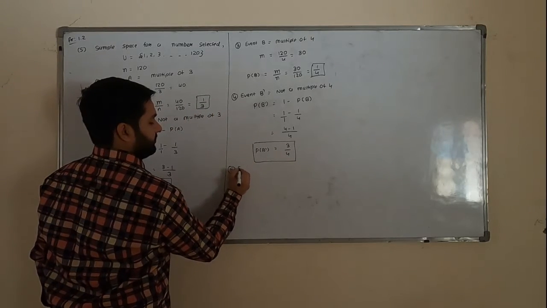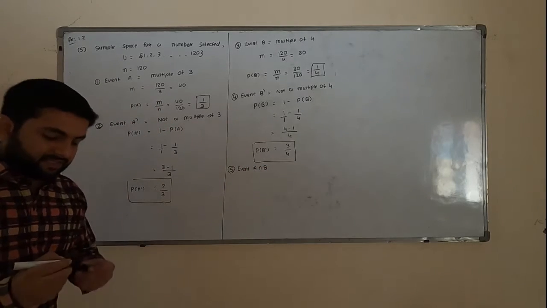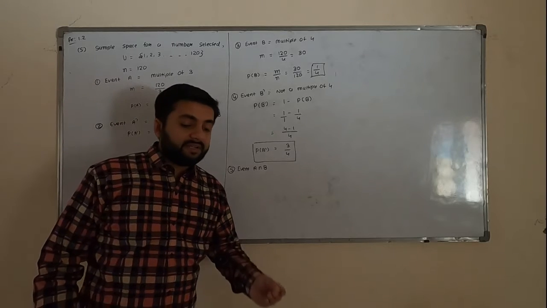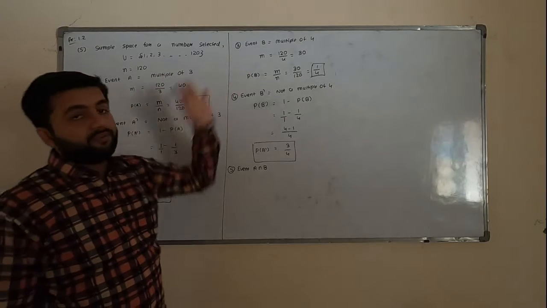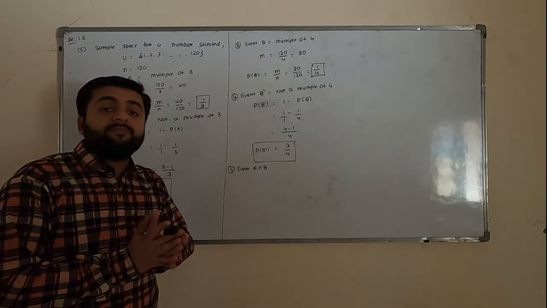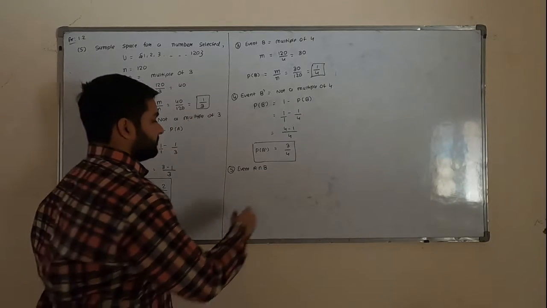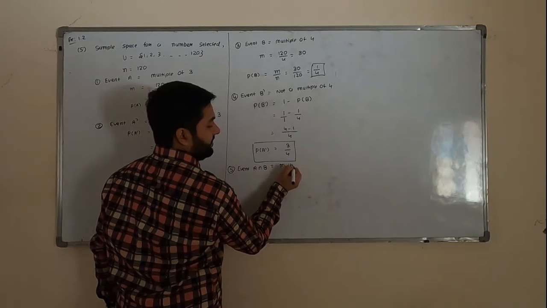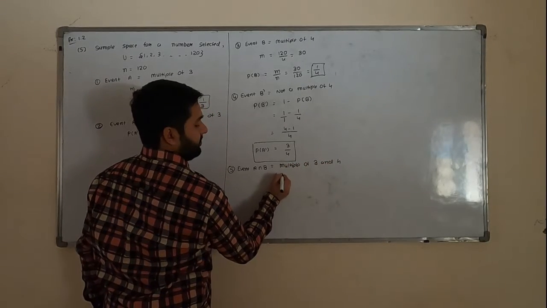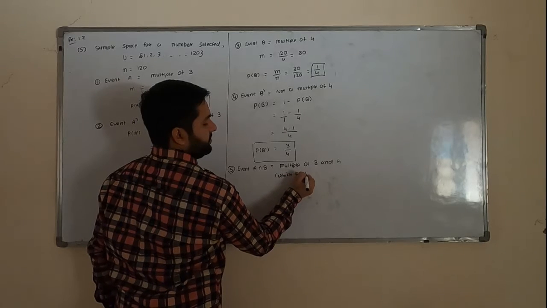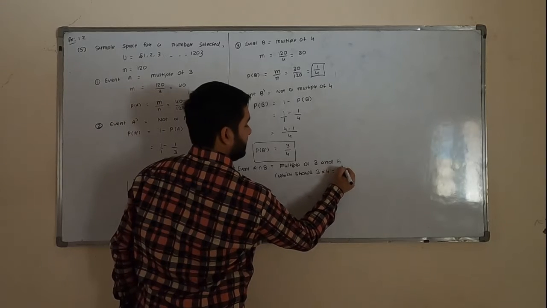Fifth one. Event A intersection B. Why am I writing intersection B? Because they are telling the multiples of both 3 and 4. Multiples of 3 is A, multiples of 4 is B. Now they are asking multiples of 3 and 4 both, so it will be their common elements. So we are doing it that way. Multiple of 3 and 4, which shows 3 into 4 is equal to 12's multiples.